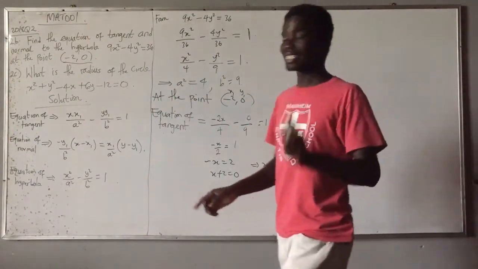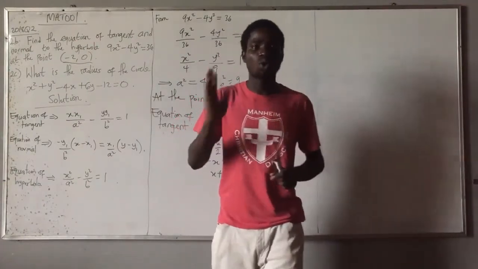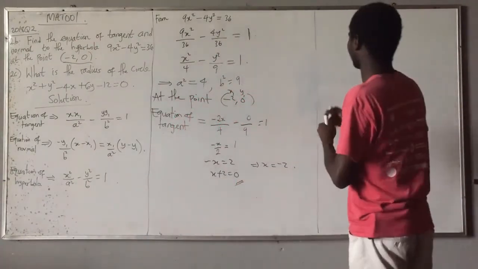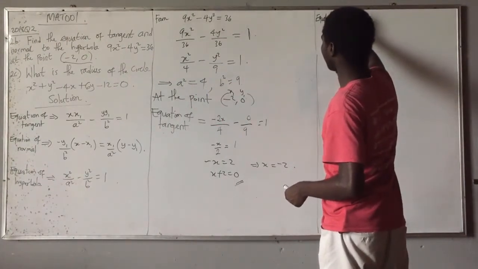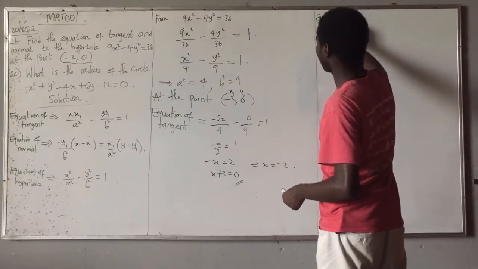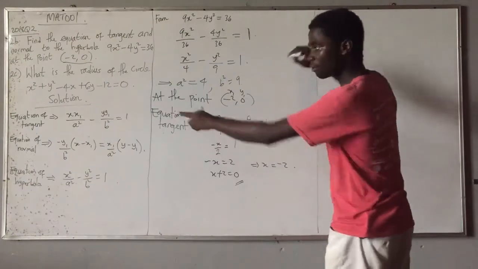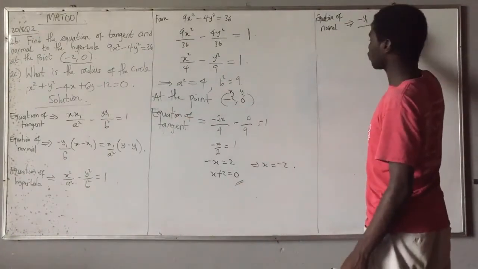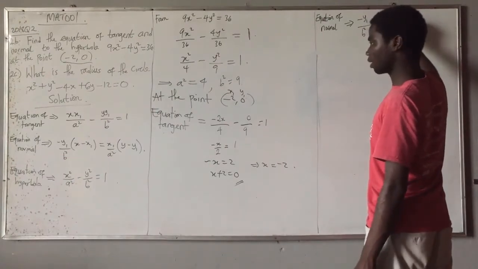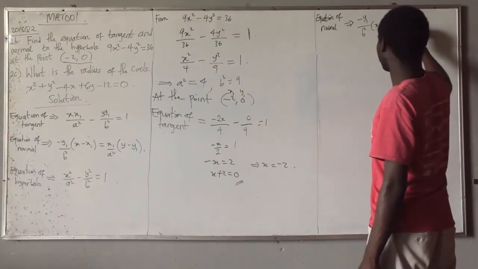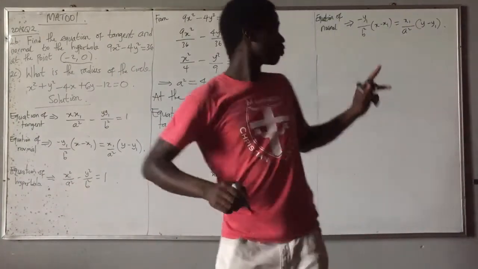Equation of normal. So don't forget, equation of tangent, xx1 over a squared minus yy1 over b squared equal 1. Do you get that? Now, equation of normal. So the formula again, equation of normal is minus y1 over b squared, x minus x1 equal x1 over a squared, y minus y1. Do you understand?